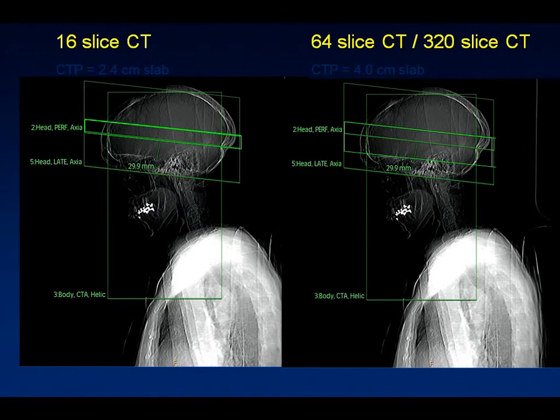Here you see the effect on a 16-slice scanner. It's a relatively small area. 64 allows you more. And on a 320, you can scan the whole brain within one rotation.